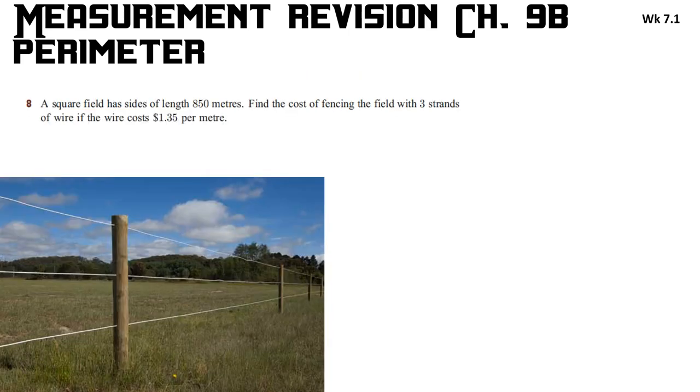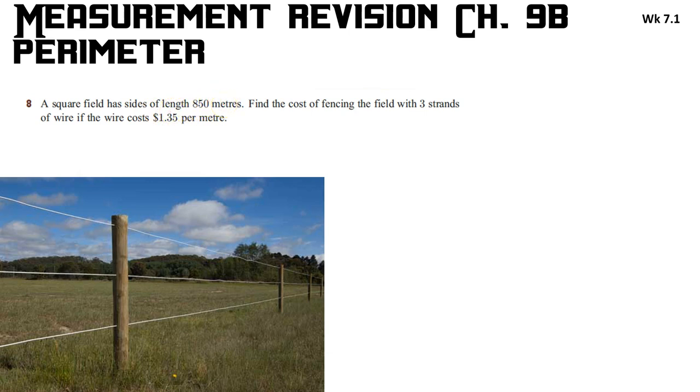Now we've got a worded question. So they tell you that the square field has sides of length 850 meters. Find the cost of fencing with 3 strands of wire. So exactly as the picture shows, you need 3 strands of wire, and you know that a square field has a length of 850 meters per side.